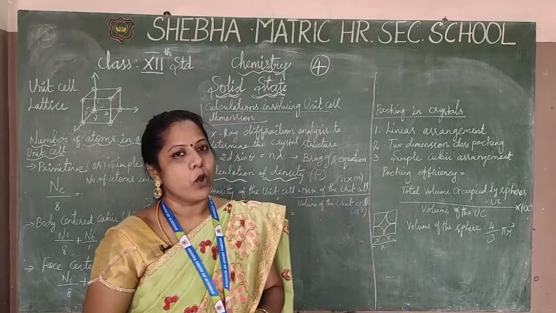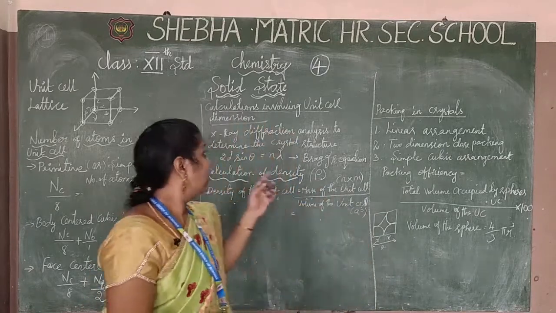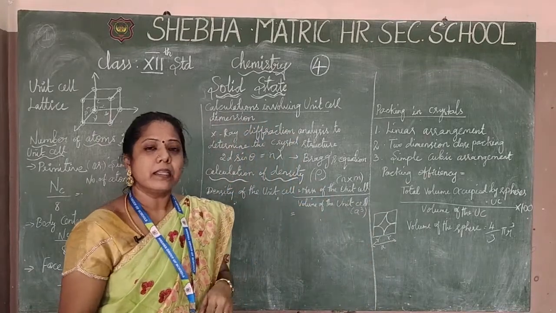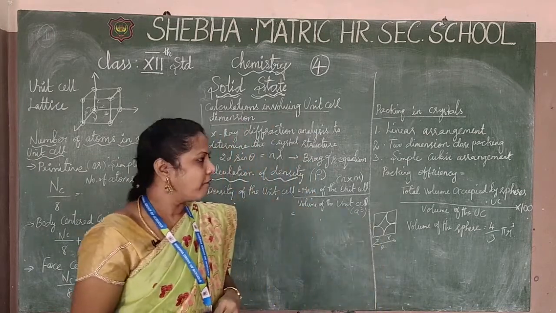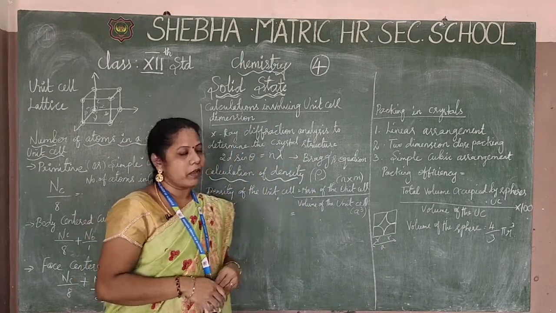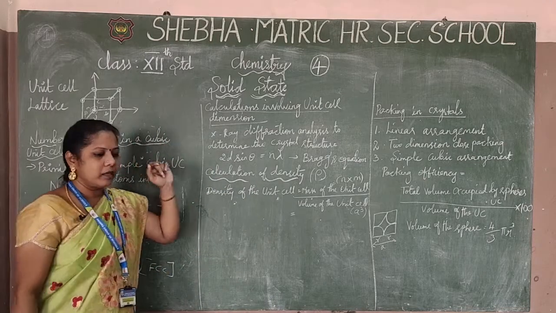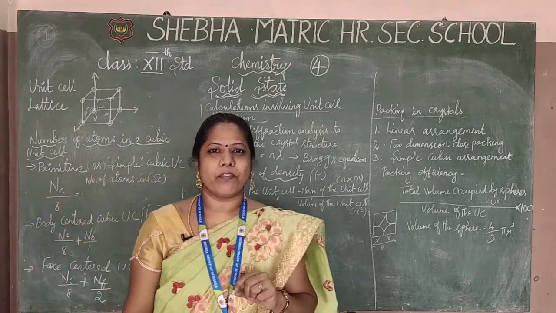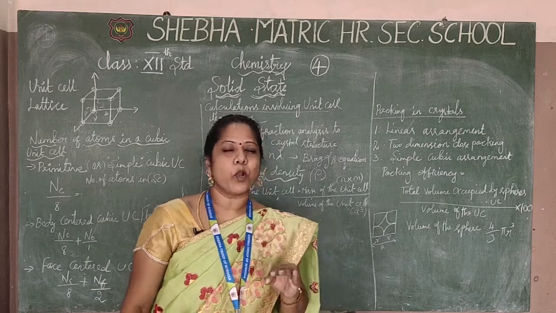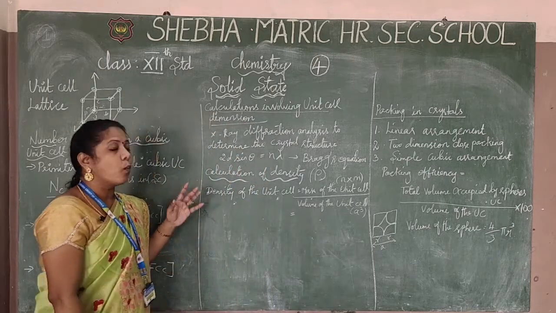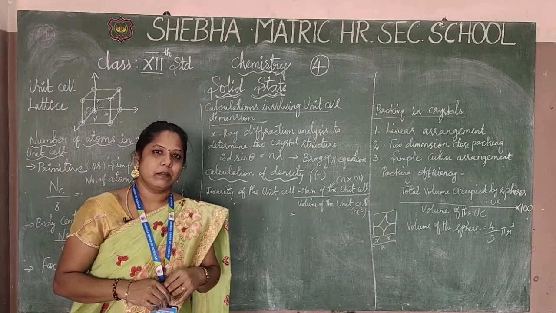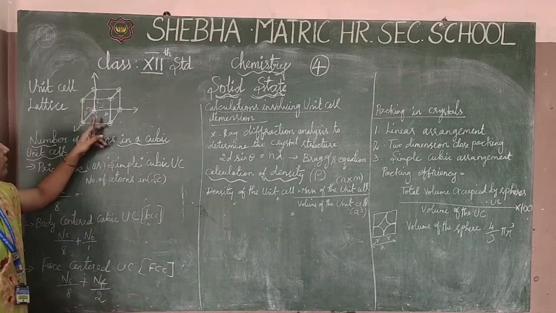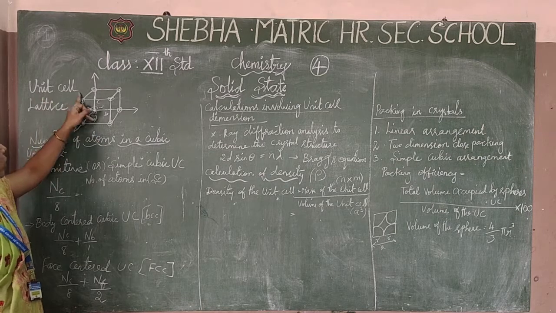In this class, we want to start the lesson on the solid state. I already started the solid state lesson in the previous class. We have to continue today, and I am going to do a little revision of the important things from the previous class, that is, what is meant by a unit cell and what is called a lattice. Here the diagram is there for the unit cell.